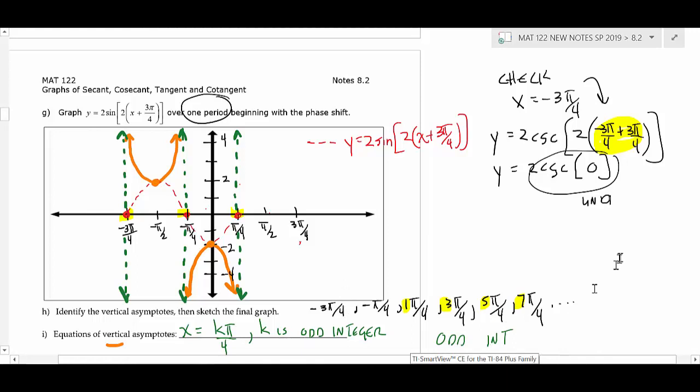Okay, let me just do this over here. So let's check x equals -pi over 2.